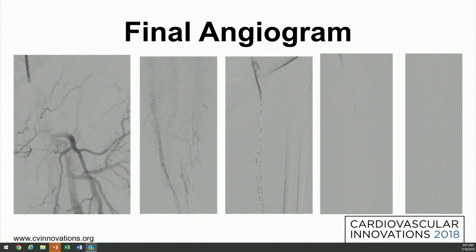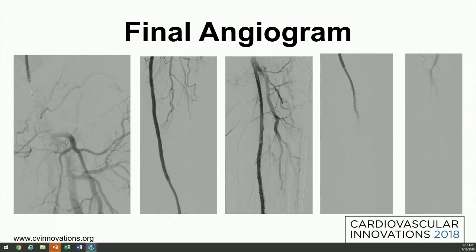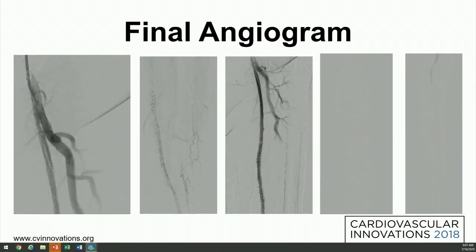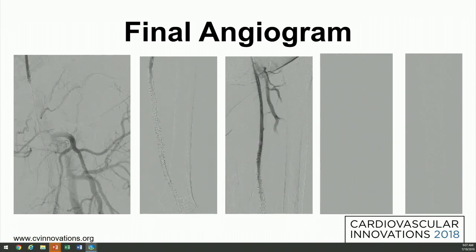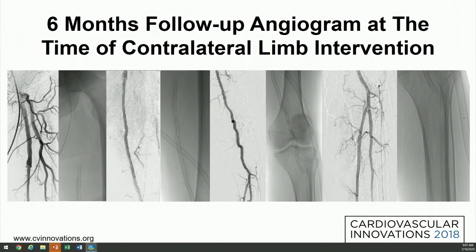The total amount of dye that we used was about 180 cc's, and we used about 1.1 grays. Patient was maintained on DAPT and sent home the same day without complications. 6 months later, we brought him back to intervene on his right leg, which was done.